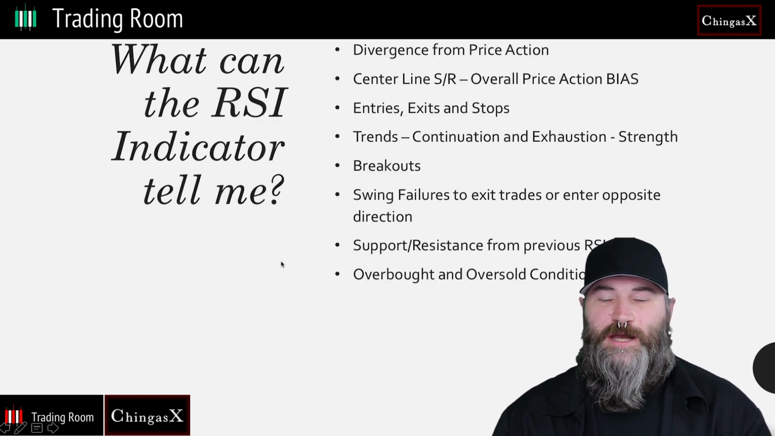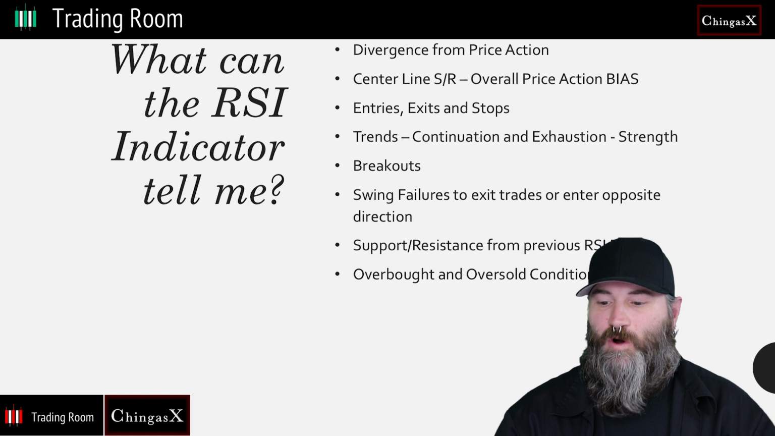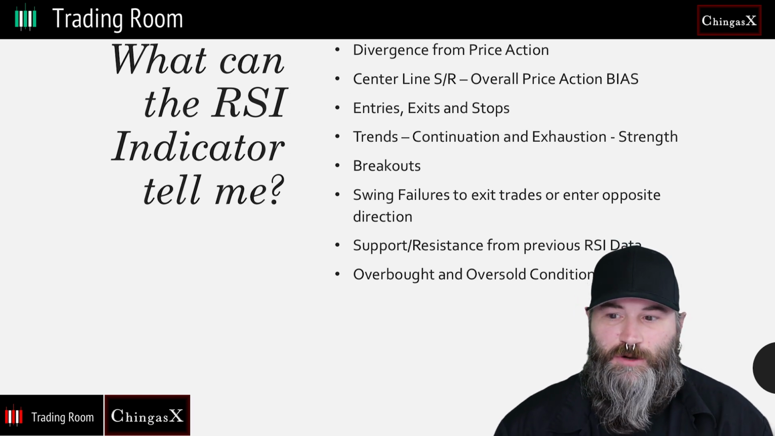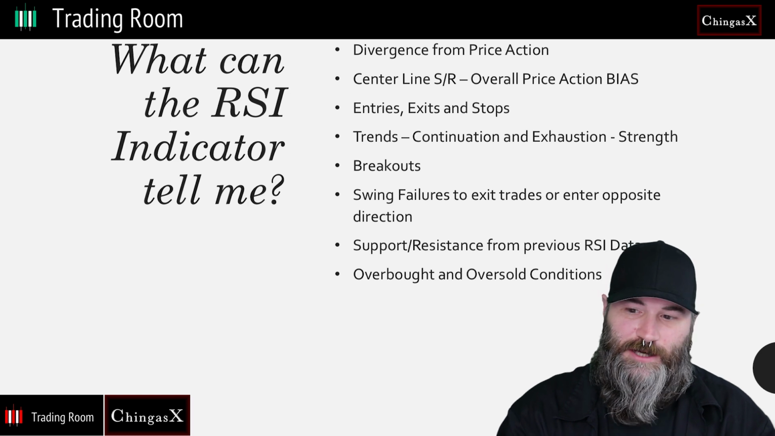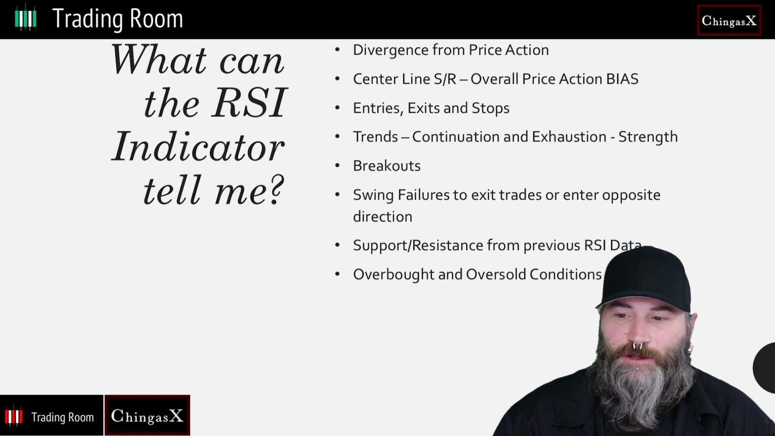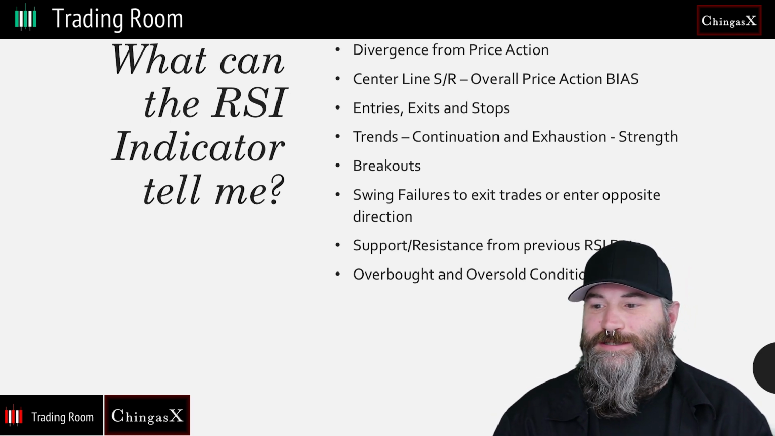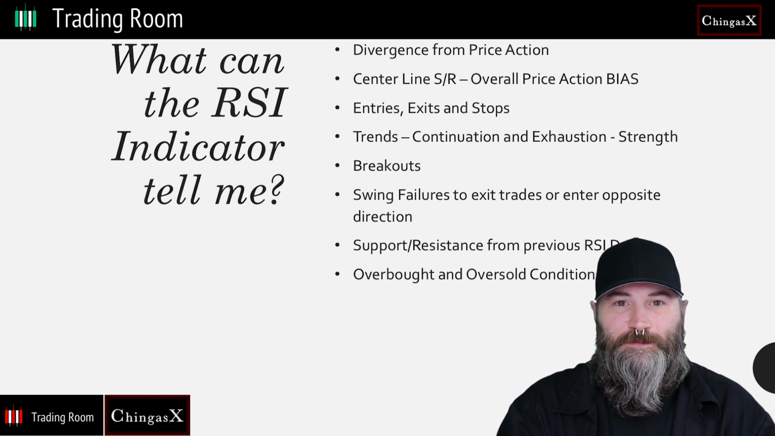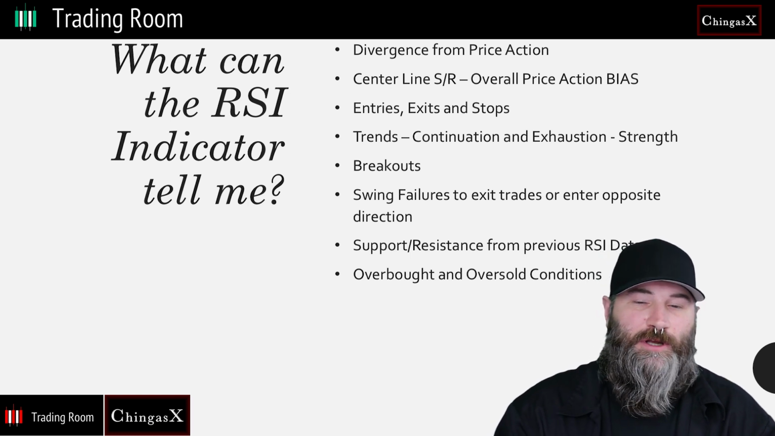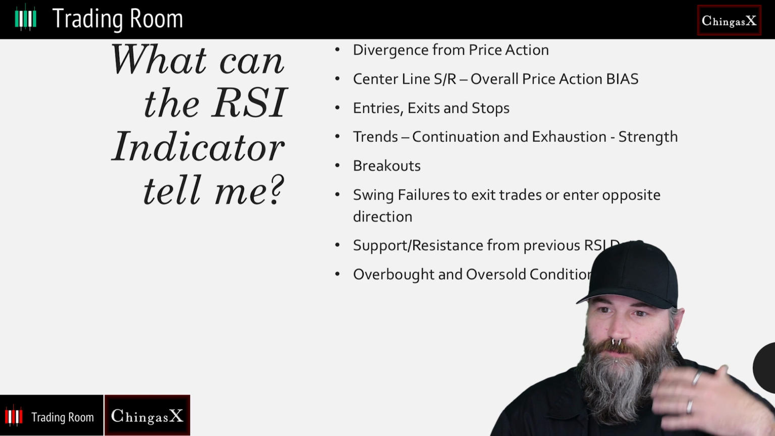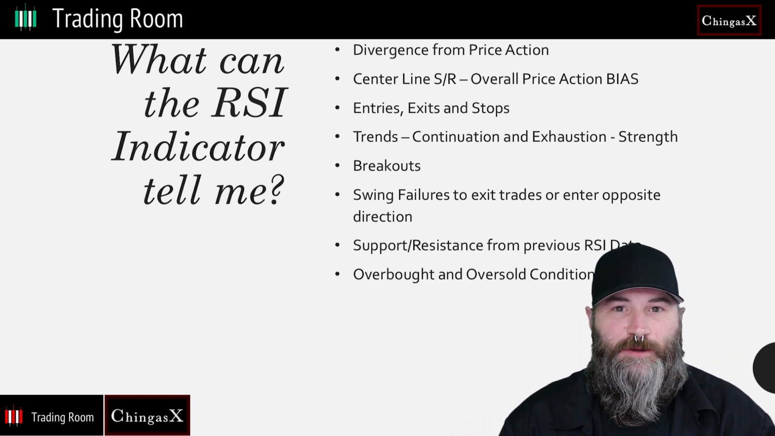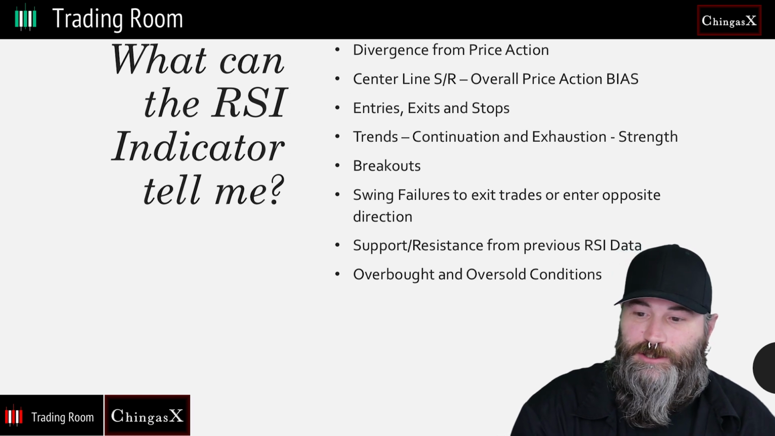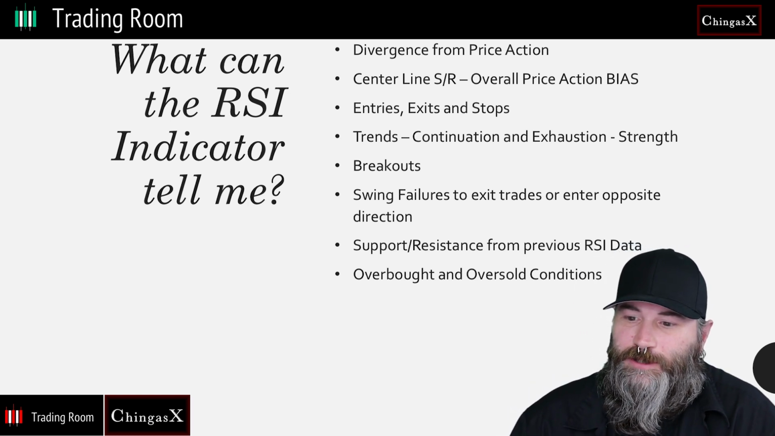So what can the RSI indicator tell me besides just overbought and oversold conditions? Well, divergence for one, divergence from price action. So we'll get into that a little bit. Center line, support resistance, overall price action bias. If you're looking at the 50 line, anything above the 50 line, you can consider bullish. Anything below, you can consider bearish. We'll get into that in a little bit more detail.